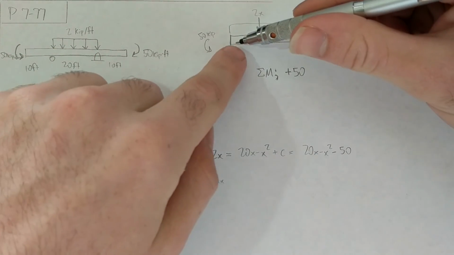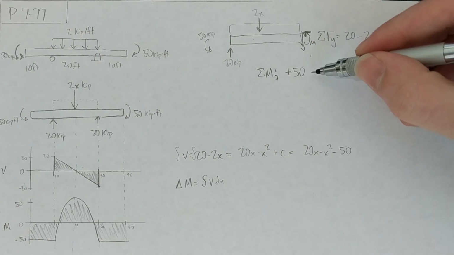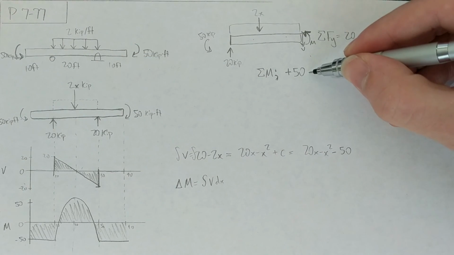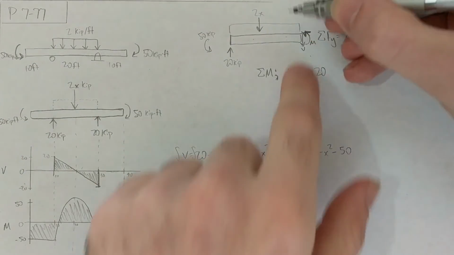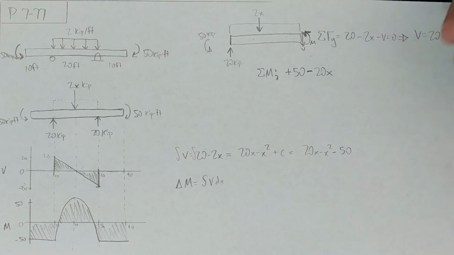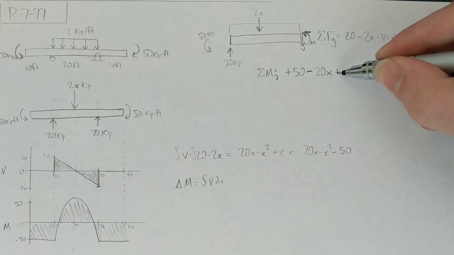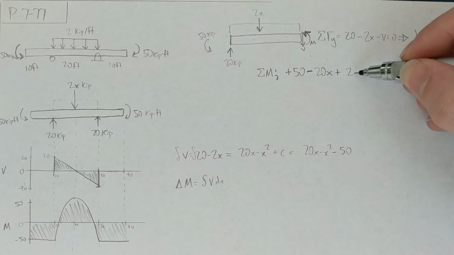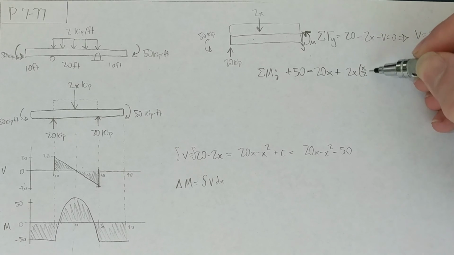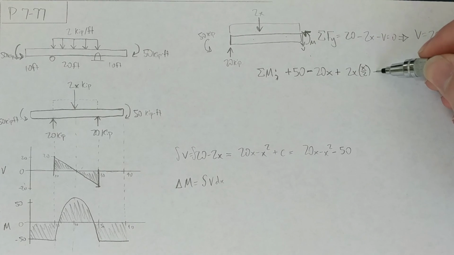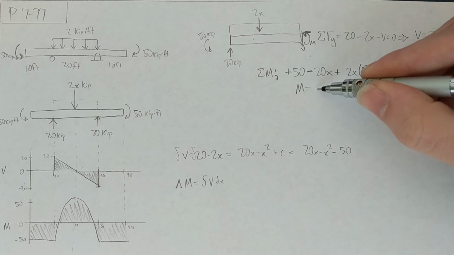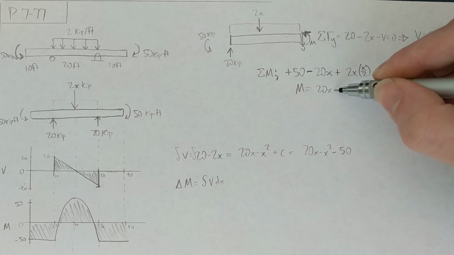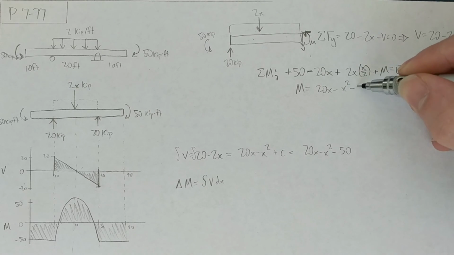And then we have our 20, that's pushing things clockwise, okay? Yeah, clockwise. Sorry. Okay, so minus 20 times x as you're going along. And then plus this 2x being applied at a distance of x over 2 from the moment, plus m equals 0. And then you get m equals 20x minus x squared minus 50.